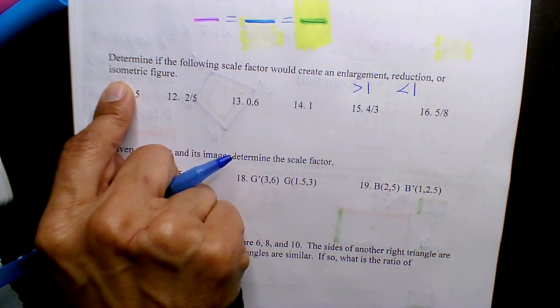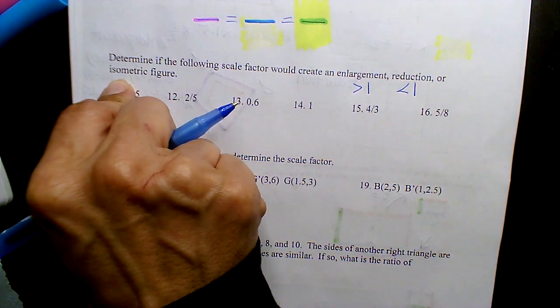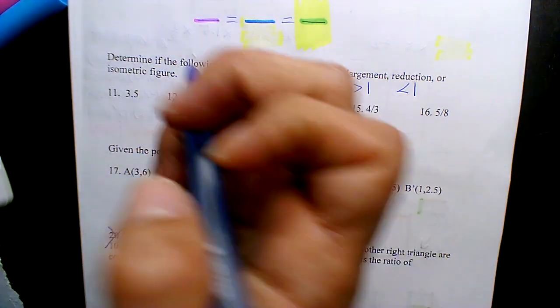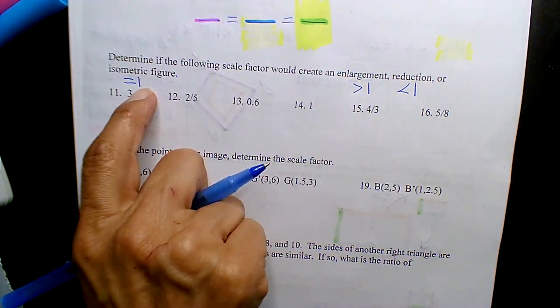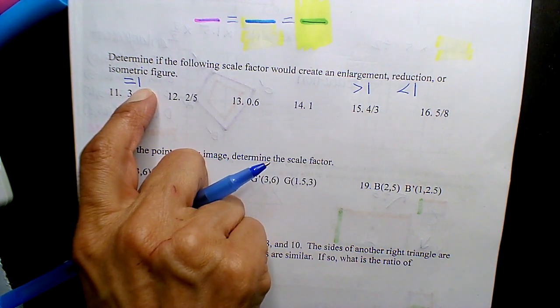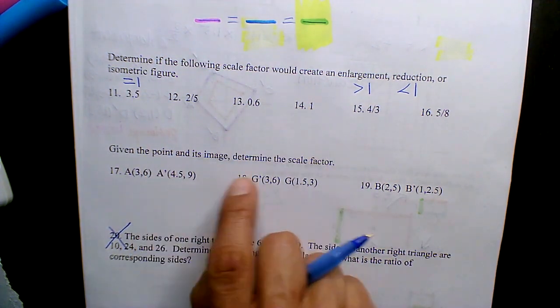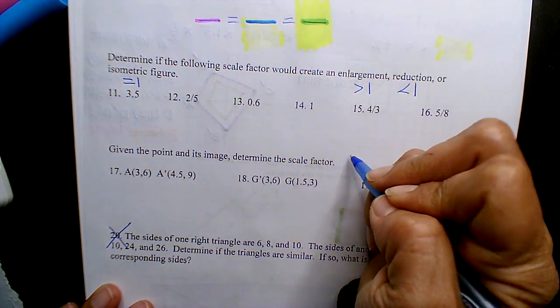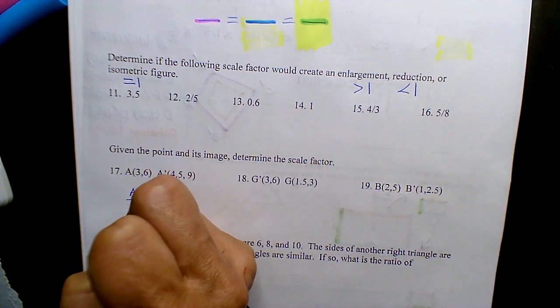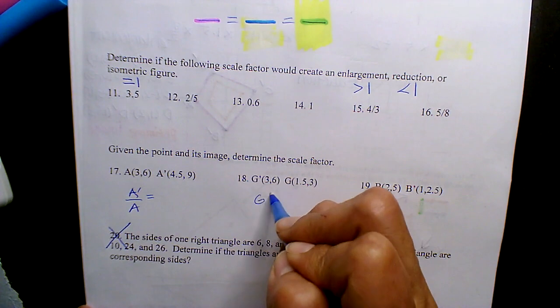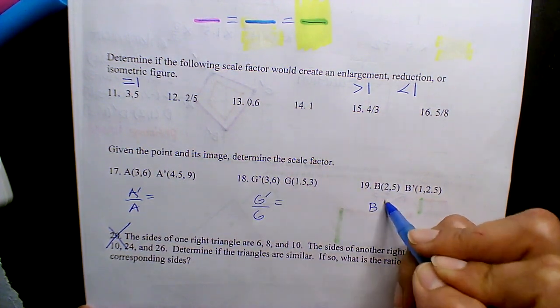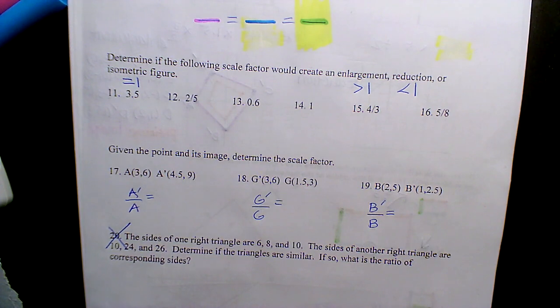If it's isometric, that means it's equal to exactly 1. It's a twin, okay? This is like a big me, mini me. All right, so you go through that, and that's it. For 17, 18, and 19, it's always prime over non-prime. So A prime over A, and you can pick the X or the Y. G prime over G, B prime over B. If you want to find the scale factor, it's always the image over the pre-image. And you can either take the X or the Y coordinate, but you would get the same value for the scale factor.